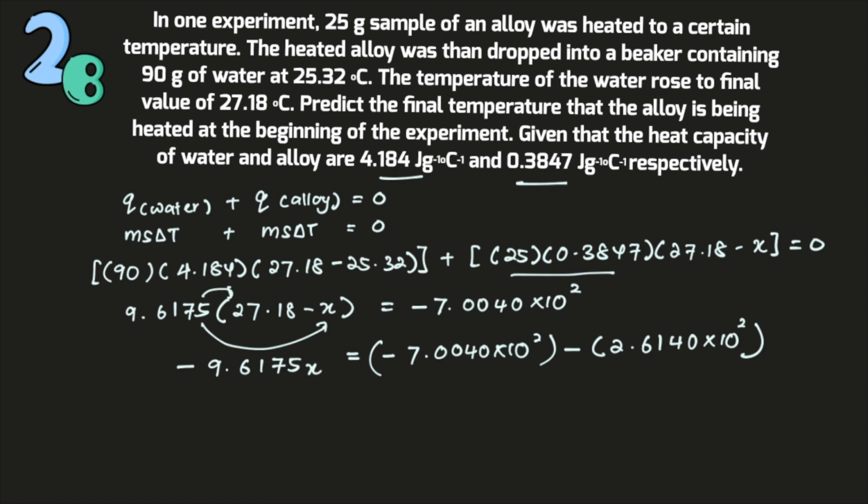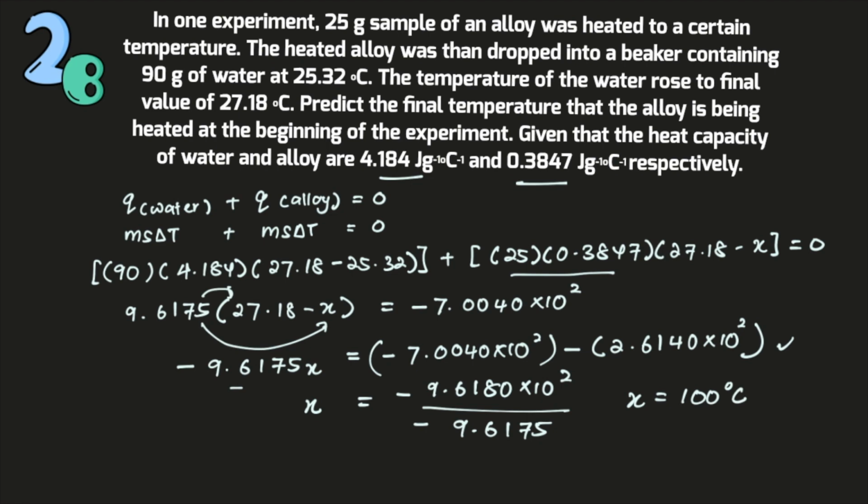Okay, so your X should be equivalent to this value, which is negative 9.6180 times 10 to the power of 2, divided by this value, so divided by negative 9.6175. Hence you will get your X is equivalent to 100 degrees Celsius.